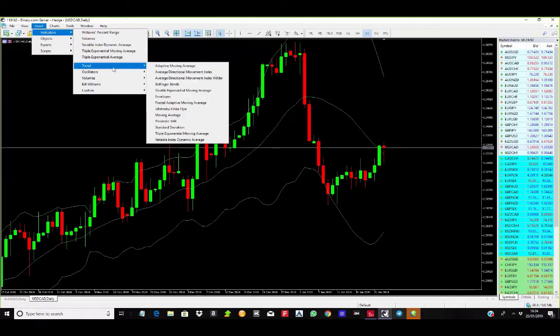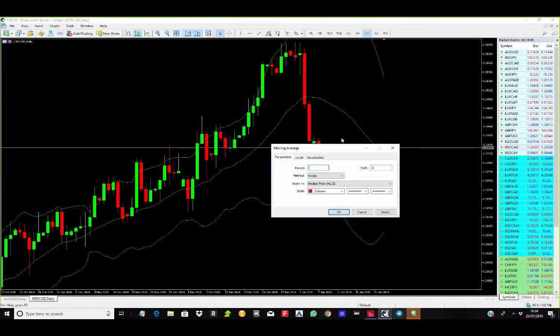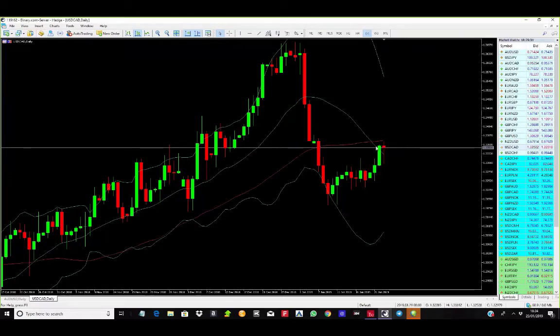Then what I would put on here is a 50-day moving average, which can be quite useful. So if you go to moving averages, I'll do the 50, and I'll do that as crimson. And you can see, in fact, today we're holding just below the 50-day moving average at the moment.